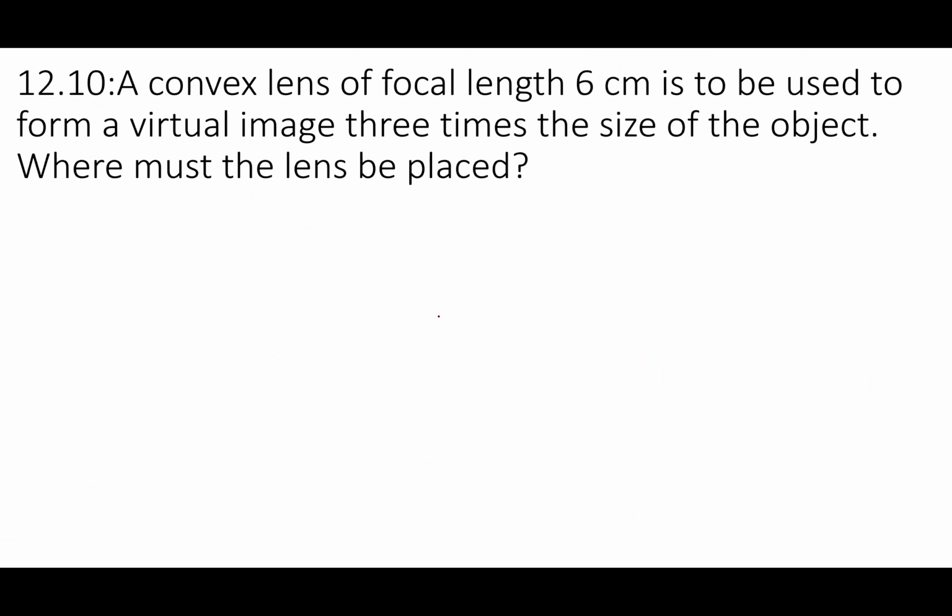Next, a convex lens, a converging lens, so focal length will be taken positive, is used to form a virtual image. Image is virtual, 3 times the size of the object. Image distance is minus 3p. Where must the lens be placed?